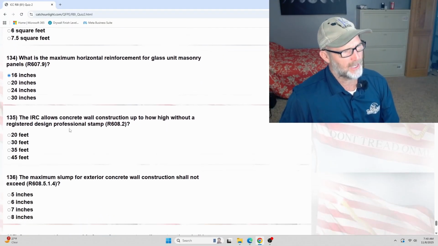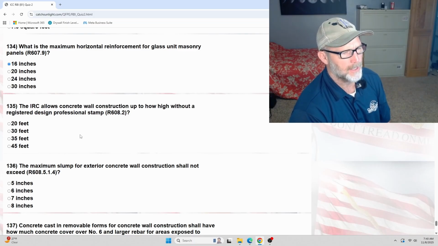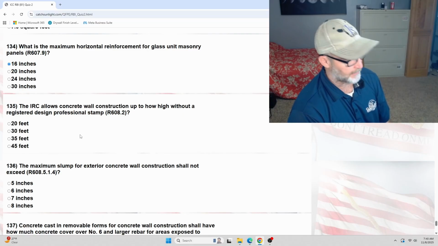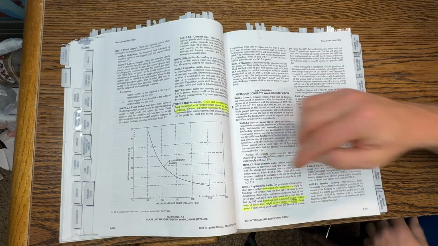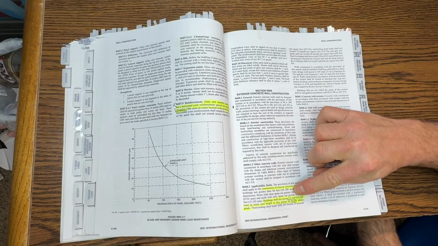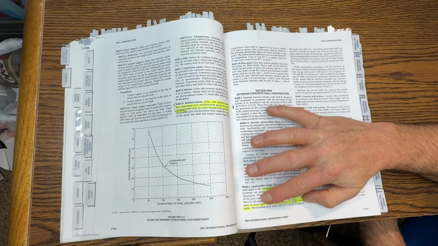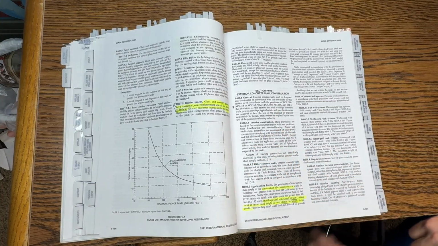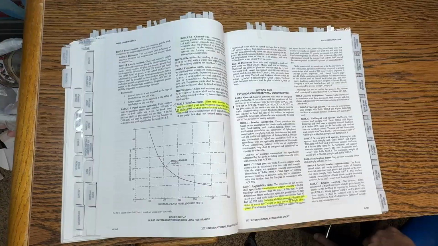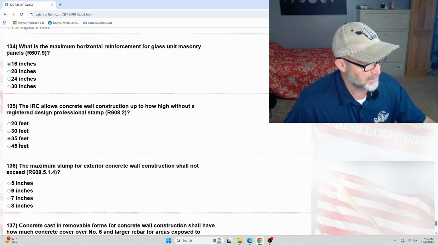All right, 135. The IRC allows concrete wall construction up to how high without a registered design professional stamp? Let's look at 608.2 and figure that out. 608.2. Construction of exterior concrete walls. Buildings shall not exceed 35 feet in mean roof height or 2 stories in height above grade without having a registered design professional. So we'll just go ahead and go to 35 feet, right? 35 feet. Magic number, 35.